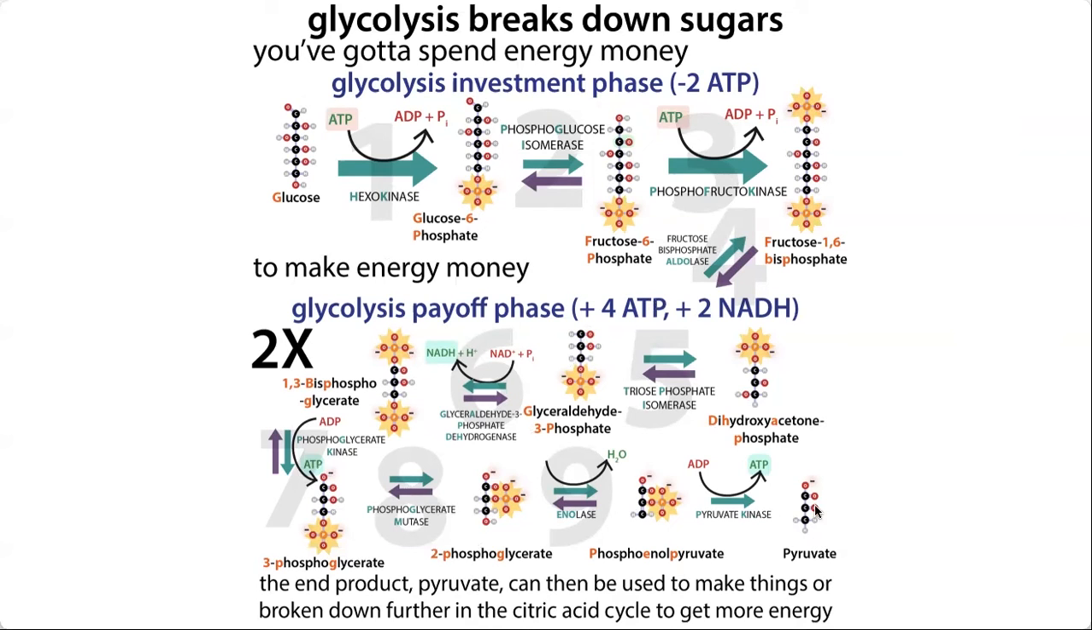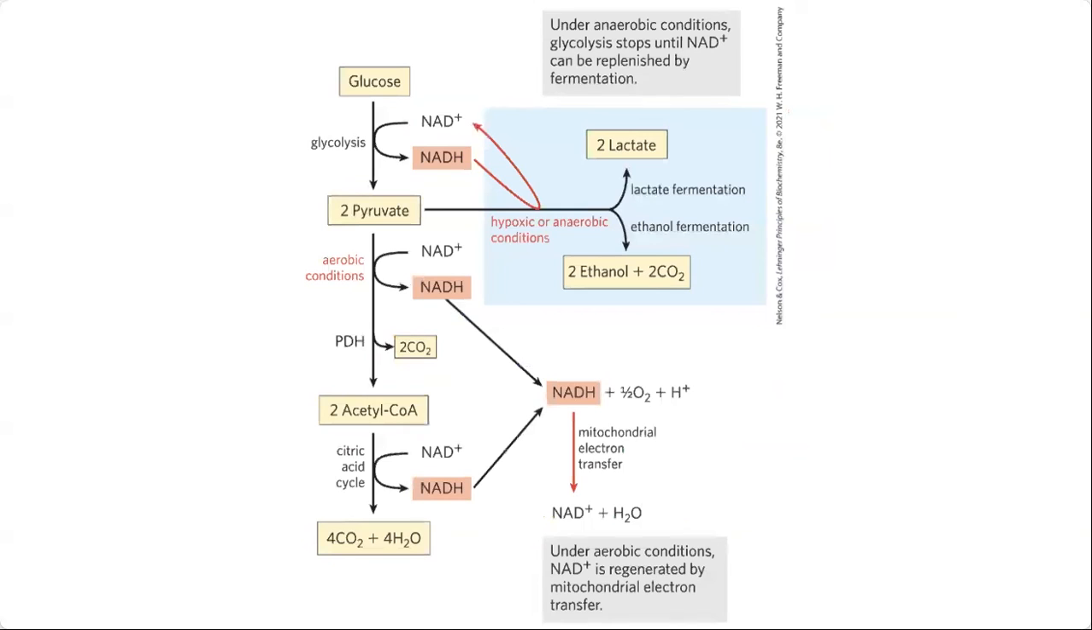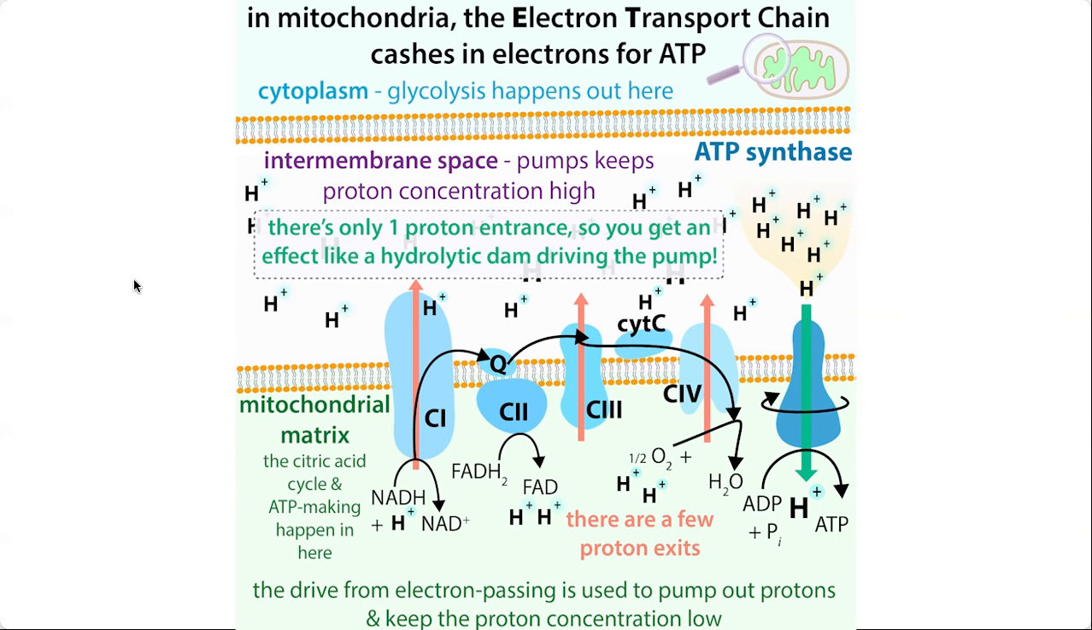And we get 2 pyruvate, which can go in the citric acid cycle and get further oxidized. But that's only going to happen if there's oxygen around, because that's going to require the oxygen to be our terminal acceptor.